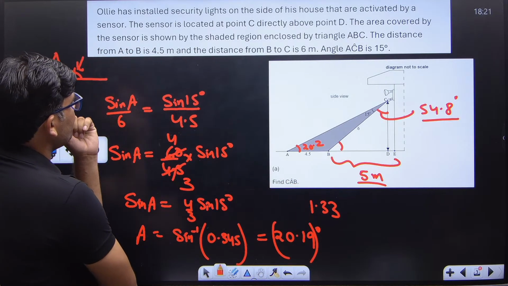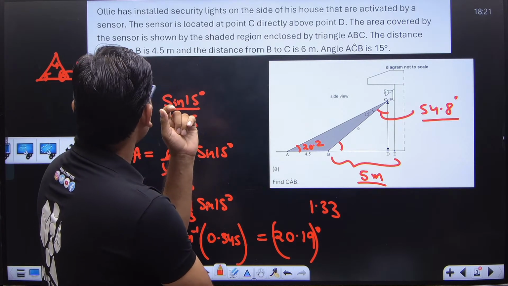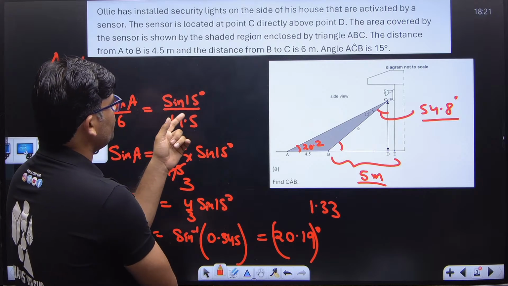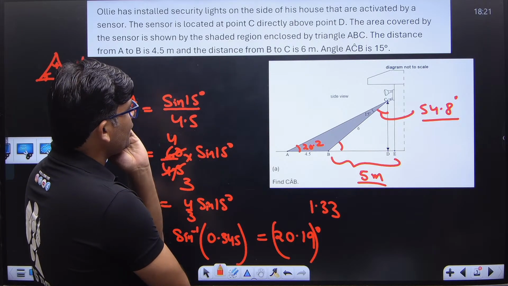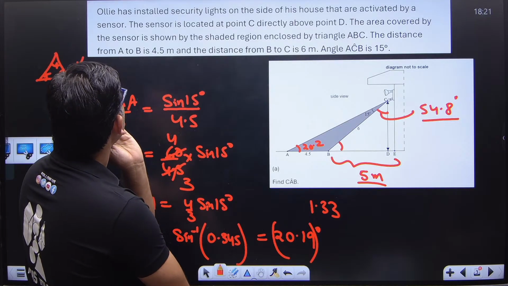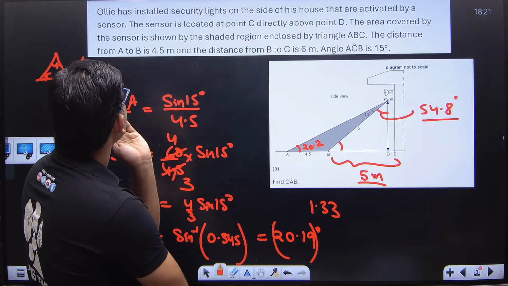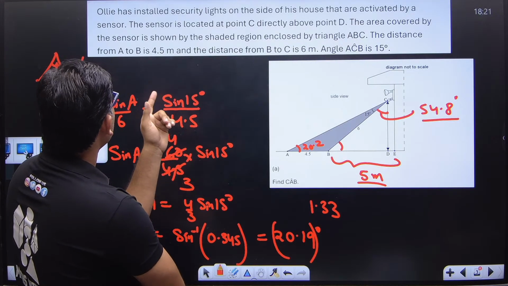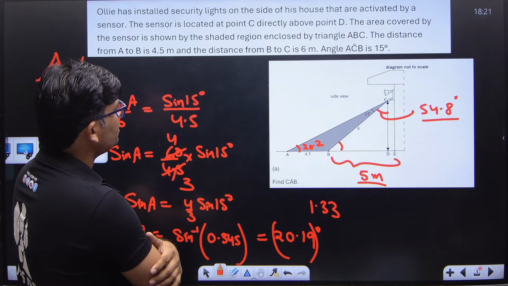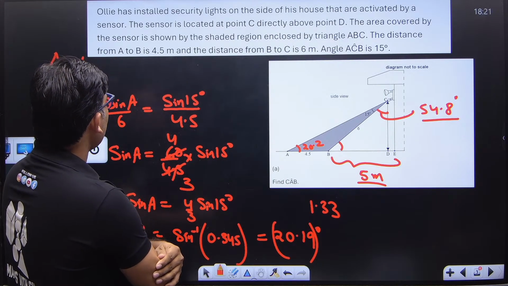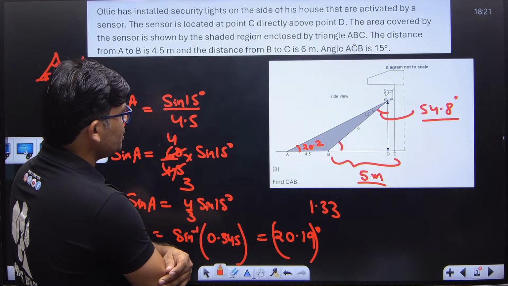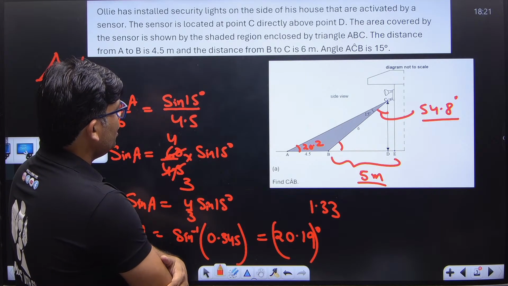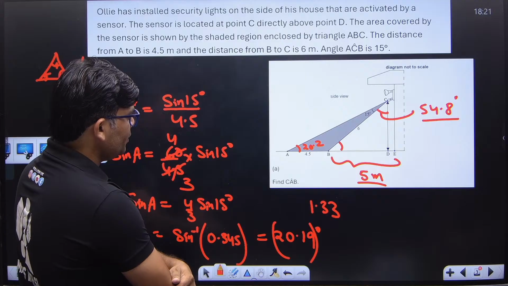Oli has installed security lights on the side of his house that are activated by a sensor. The sensor is located at the point C. Point C, they are taking as directly above the point D. The area covered by the sensor is shown by the shaded region enclosed in the triangle ABC. The distance from A to B is 4.5 and the distance from B to C is 6 meters, and angle ACB is 15 degrees.